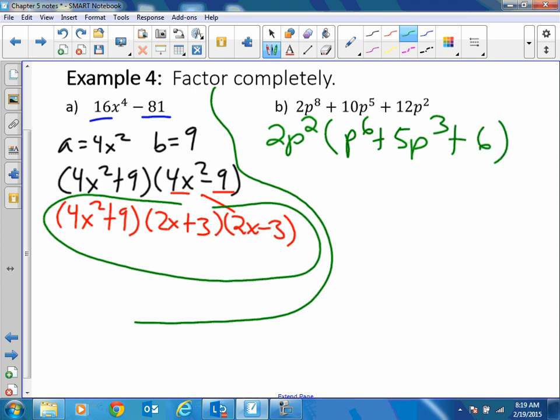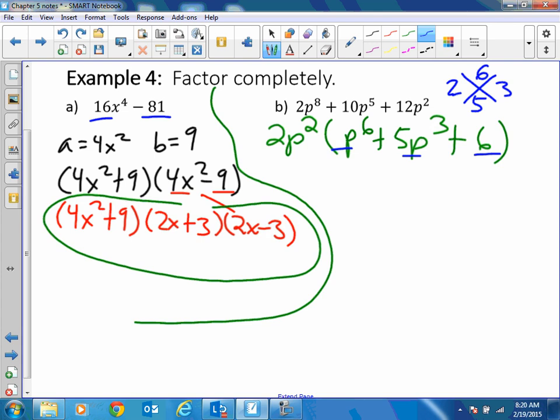Okay. So now this is a trinomial. So if it is a trinomial, we're looking for factors of c. We're going to do the AC method, or in this case, there's no number in front of the p squared. So we're looking for factors of 6 that add to 5. You can make your x if you want to. Factors of 6 that add to 5, pretty easy. You know, 2 times 3 is 6. 2 plus 3 is 5.